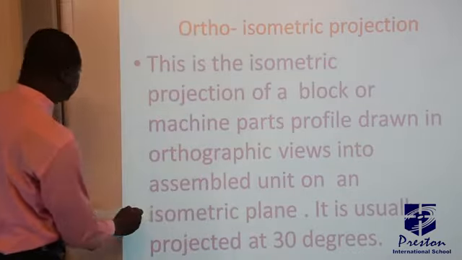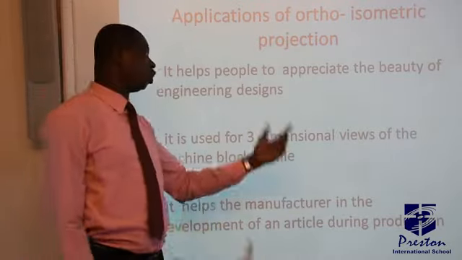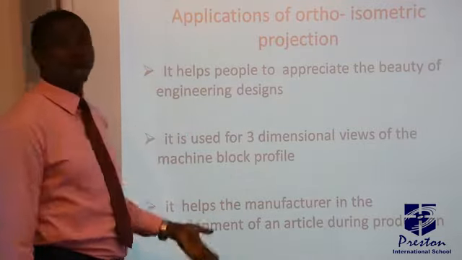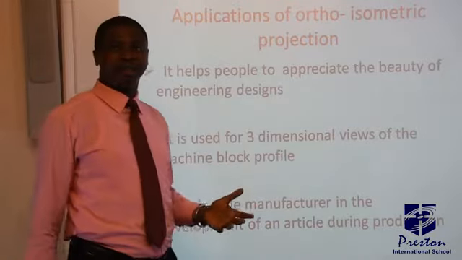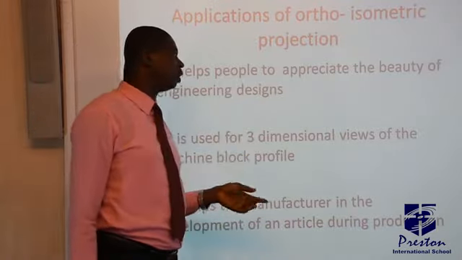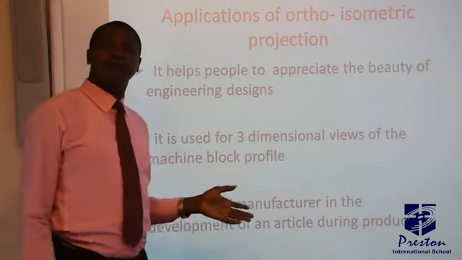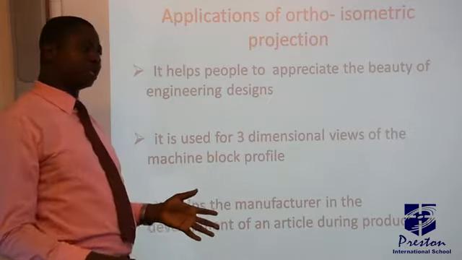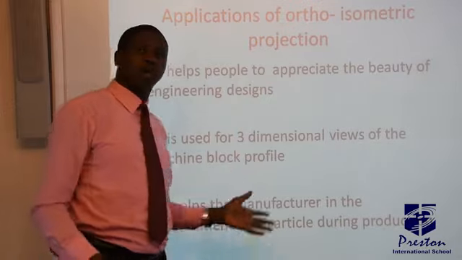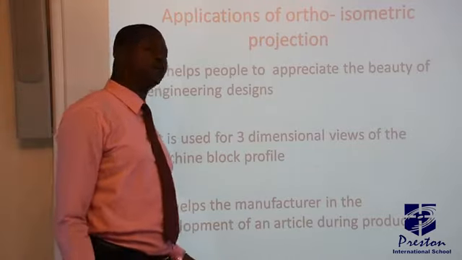So let's look at the applications of orthographic to isometric projection, or you can call it ortho to isometric projection. The first one tells people to appreciate the beauty of engineering designs. When you project on isometric drawing, whatever you are projecting, people appreciate your designs. As well, it is used for three-dimensional views of machine blocks profile. When you project on isometric, you can see the three views of the block or any object you are projecting. The third one is to help the manufacturer in the development of an article during production.